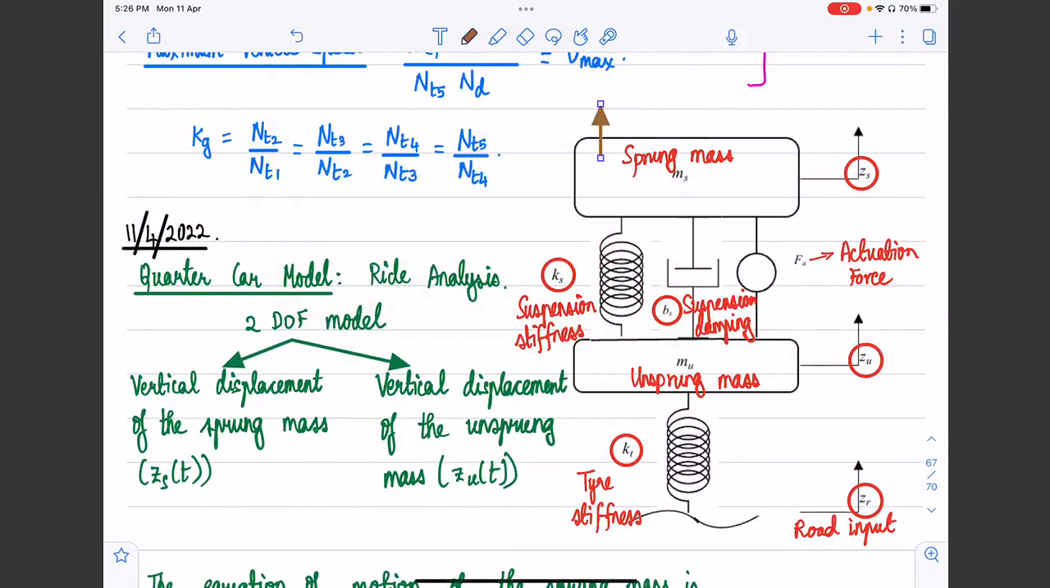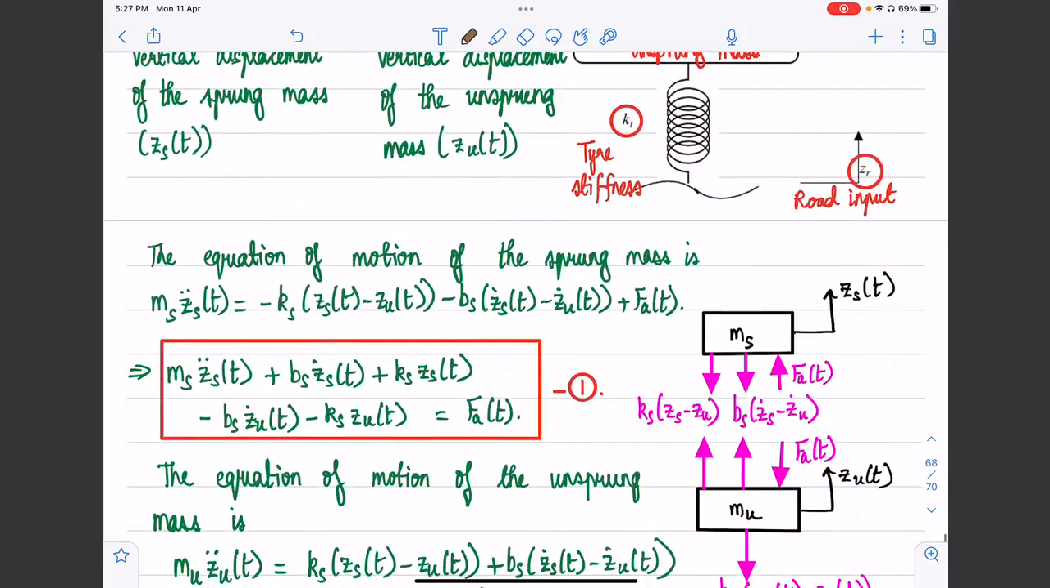Let us say at the same time this unsprung mass is also going up. What is happening? You consider the spring. This end is pulled up by ZS, and this end is pulled up by ZR. So what is the effective stretch of the spring? ZS minus ZR is going to be the effective stretch of the spring. Consequently, the restoring force from the spring will be Ks times ZS minus ZR. So that's what we have written here.